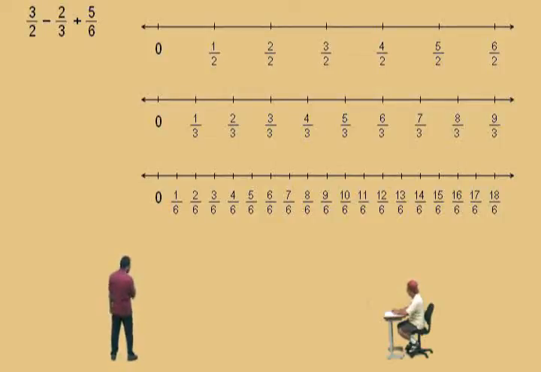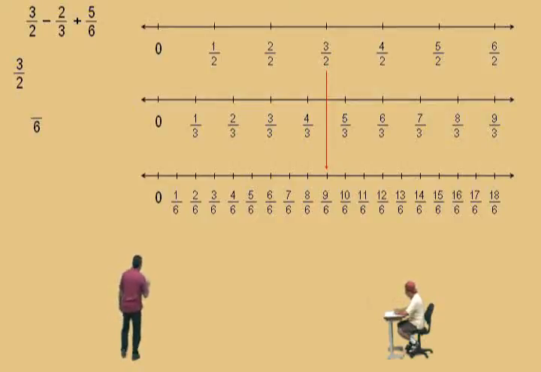So here we go, Charlie. 3/2 subtract 2/3 plus 5/6. Now, we're going to start with 3/2. If we look at the number line, 3/2 can be written with the denominator of 6, right? We know 3/2 is the same as 9/6. But how do we use arithmetic to do this? Well, we know 3/2 is going to be written with the denominator of 6.